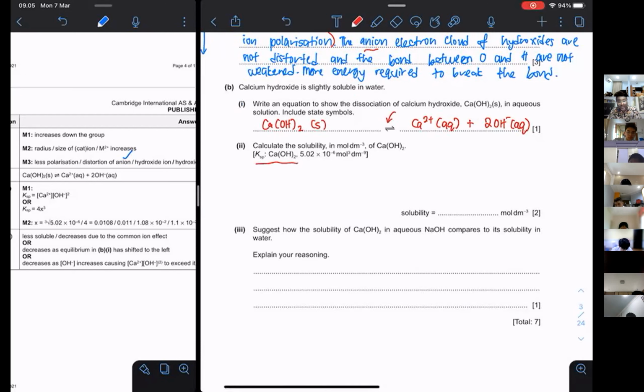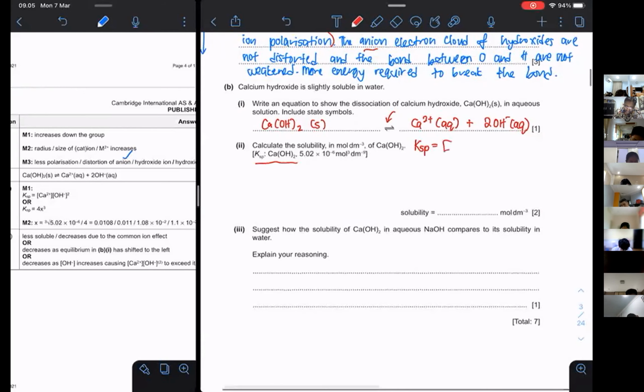Yeah, so this is very interesting, because you need to apply the Ksp. If we write Ksp, it is the concentration of Ca2+ times the concentration of hydroxide, which is to the power of 2. But for solubility, you just need to write it in terms of X. I will just use Y to make it different.